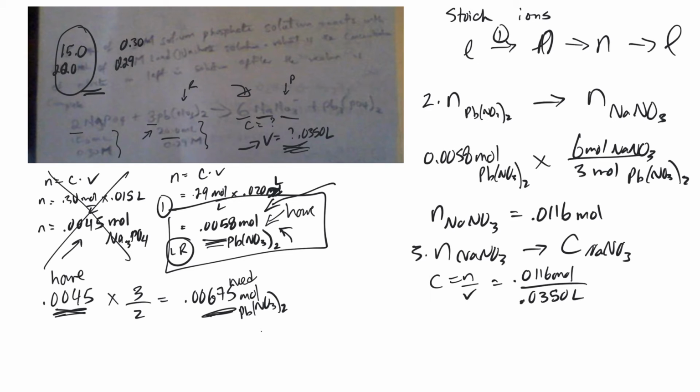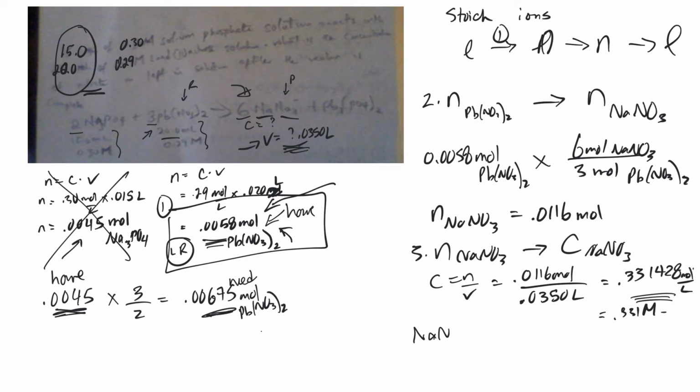Okay, let me divide that by 0.035 liters. So this comes out to 0.331428 moles per liter. Now, one thing you probably should do at the end of the question, and I think this is the correct answer, round it to the right sig figs. It'd be 0.331 molar. But you should also write a net or an ionic or dissociation equation.